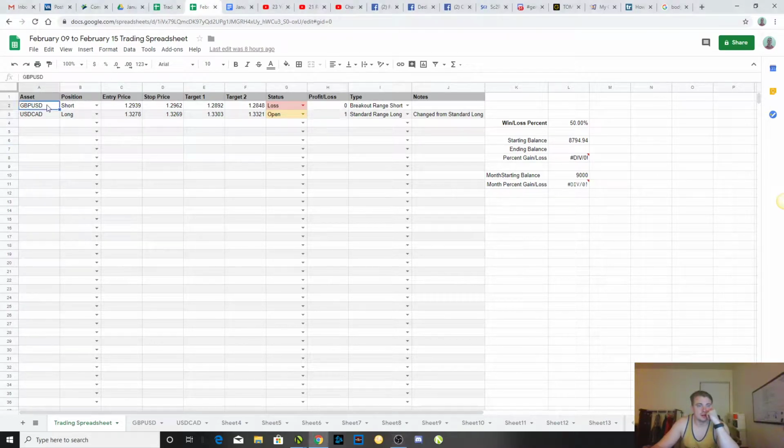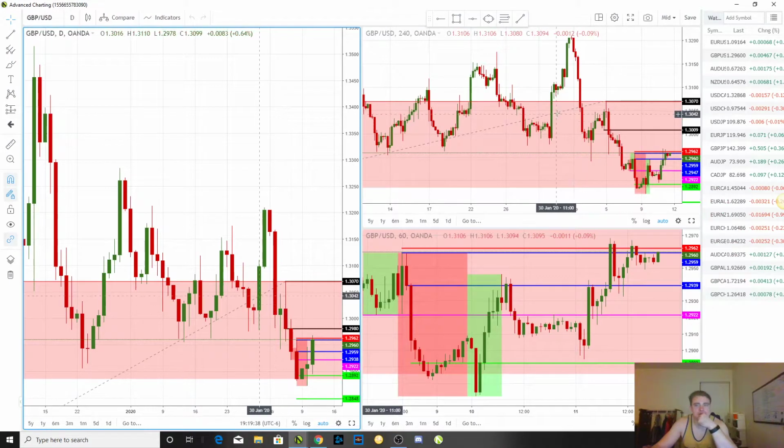So here's what we're looking at. We got the pound. It was a loss, which was bullshit. We'll take a look at that, and then we're open on the dollar CAD. We took the first profit target, but we're still in it for the second one. So, take a look at this.